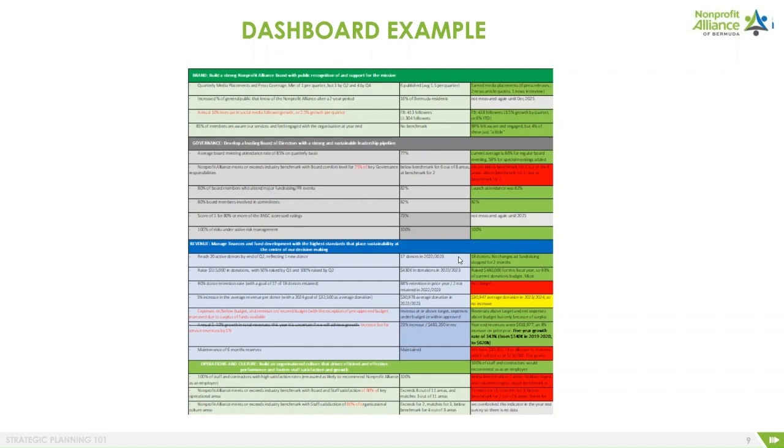Here's another example of a dashboard. In this example, the key components of the nonprofit framework or flywheel are used to record the measurement of the strategic objectives, the outputs, and the outcomes.